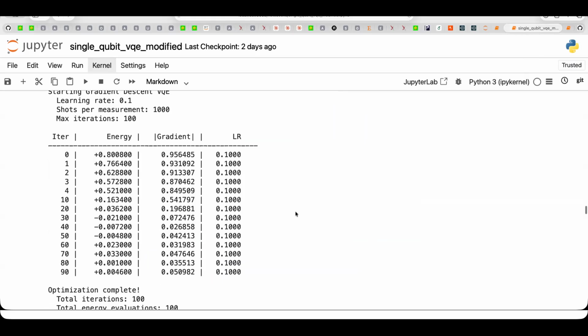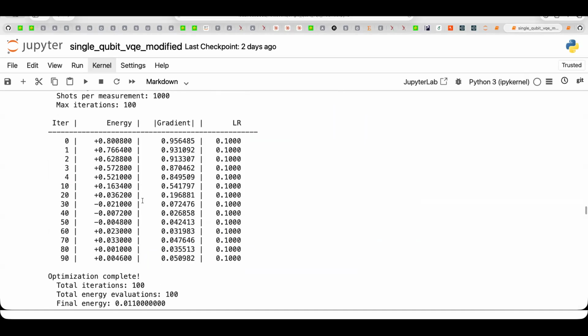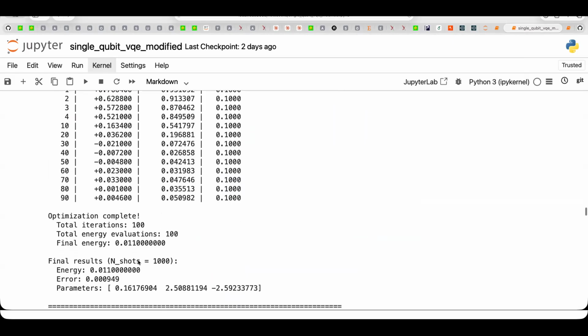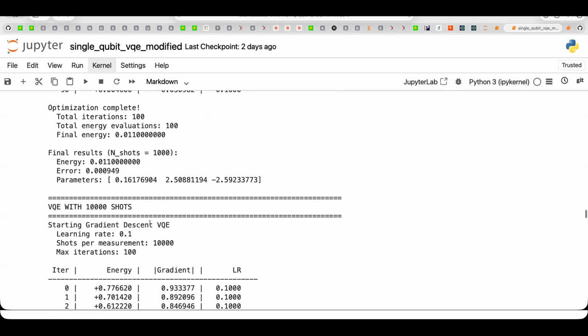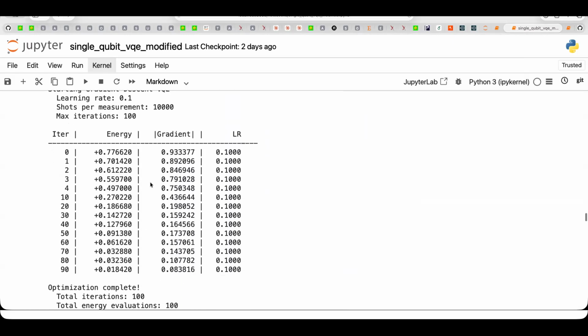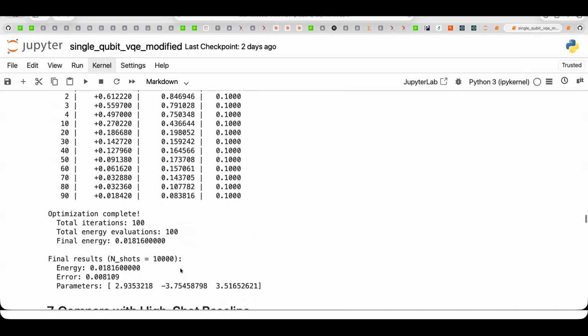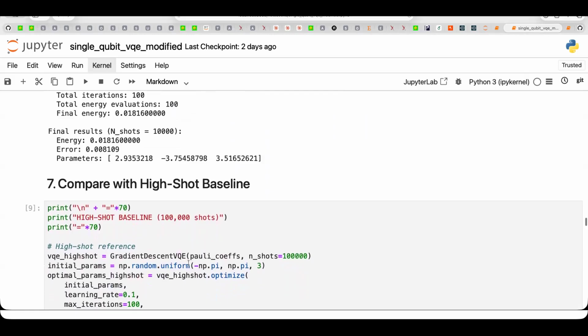And now, as I said last week, we did not have this shots per measurement. And now you see that when we increase it, the gradient is getting closer and closer to 0. So the energy which we get now, the error is getting smaller and smaller. And then if you do 10,000, you will see that the gradient is getting smaller again, and the results are getting better and better.